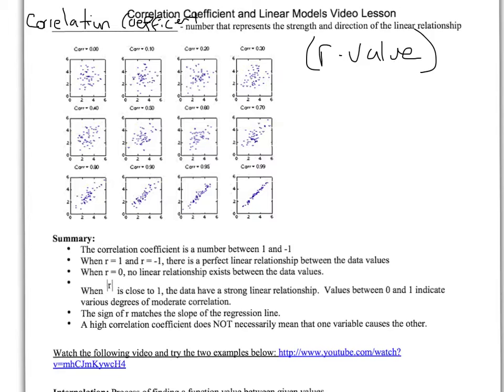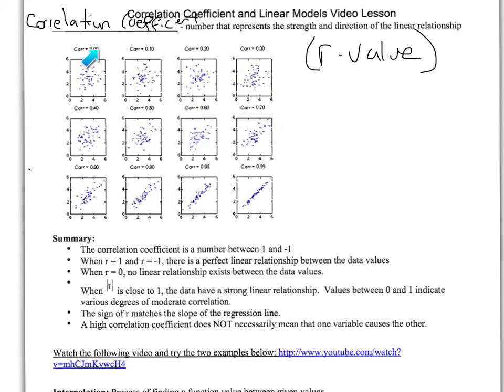A number that represents the strength and the direction of a linear relationship is called your correlation coefficient. And that's your R value in your calculator. So when we're looking at R values later, when it's asking for a correlation coefficient, it's really asking for what's the R. And I give you some pictures and correlations that go with it.